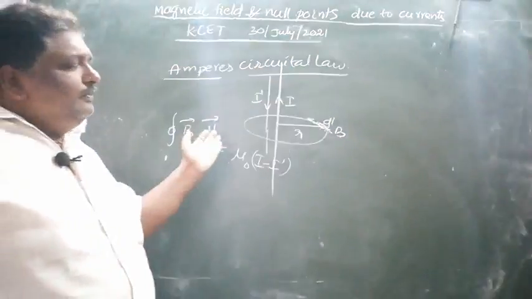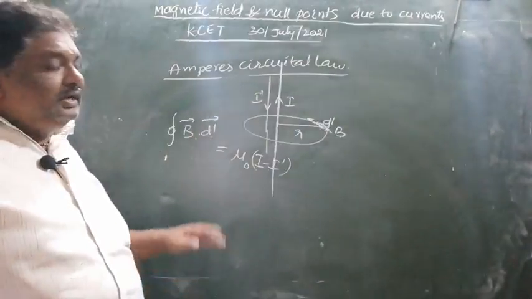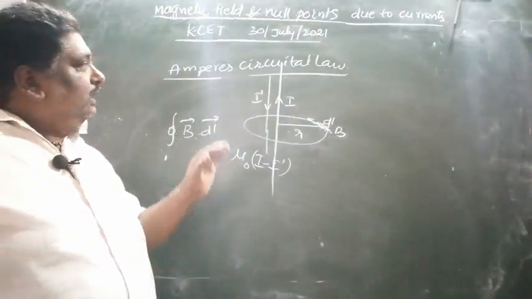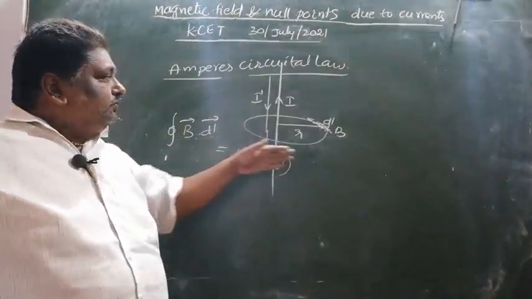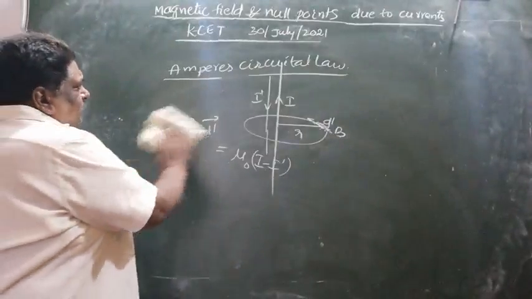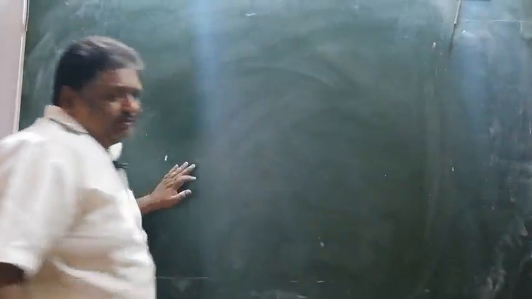Therefore, one can be converted into another. Biot-Savart law can be converted into Ampere's circuital law, but Biot-Savart law is used for small length conductors. Ampere's circuital law is used for long conductors. From these laws, we have discovered some ready-made formulae. What are they?